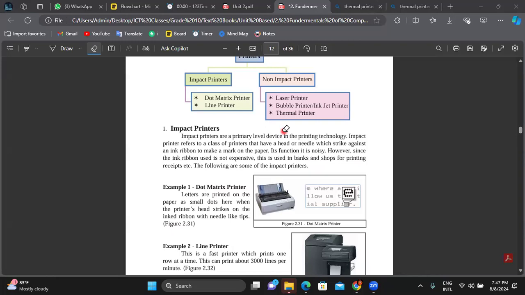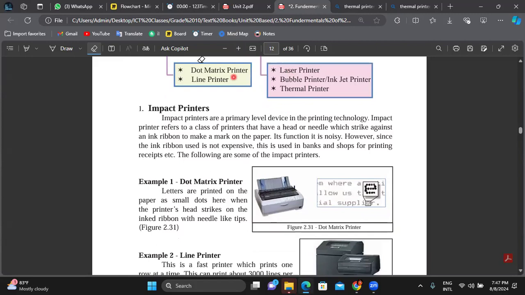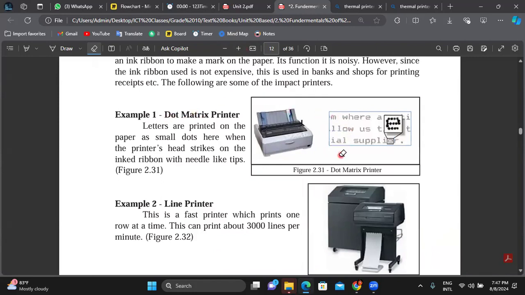So let's continue. Impact printers, non-impact printers. Under impact printers, we did dot matrix. There are 2 examples: dot matrix printers and line printers. So what is the difference between dot matrix printers and line printers? We'll see this.